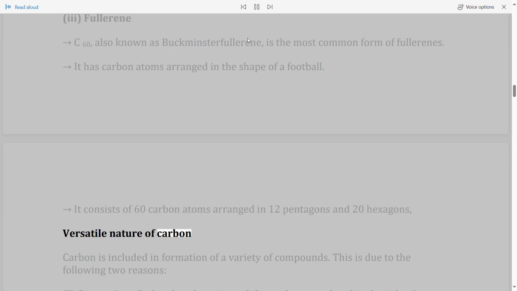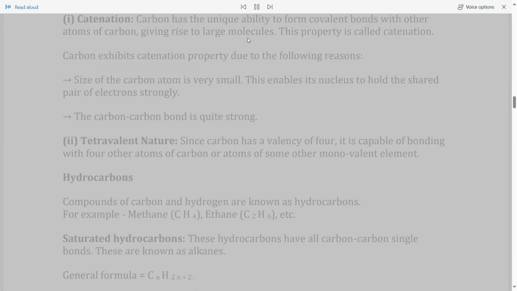Versatile nature of carbon. Carbon is involved in the formation of a variety of compounds. This is due to the following 2 reasons. 1. Catenation. Carbon has the unique ability to form covalent bonds with other atoms of carbon, giving rise to large molecules. This property is called catenation. Carbon exhibits catenation property due to the following reasons. The size of the carbon atom is very small. This enables its nucleus to hold the shared pair of electrons strongly. The carbon-carbon bond is quite strong.